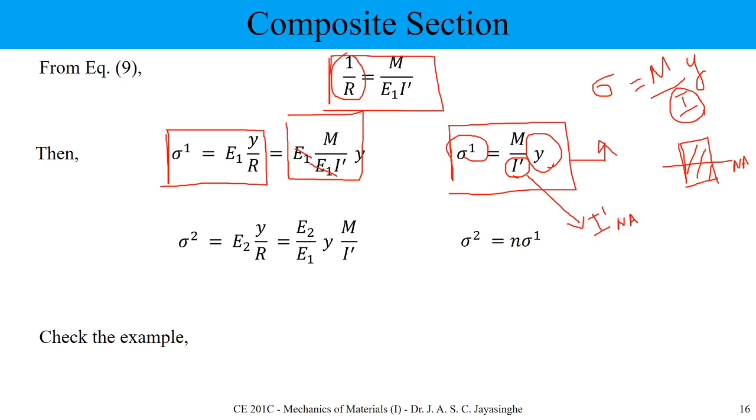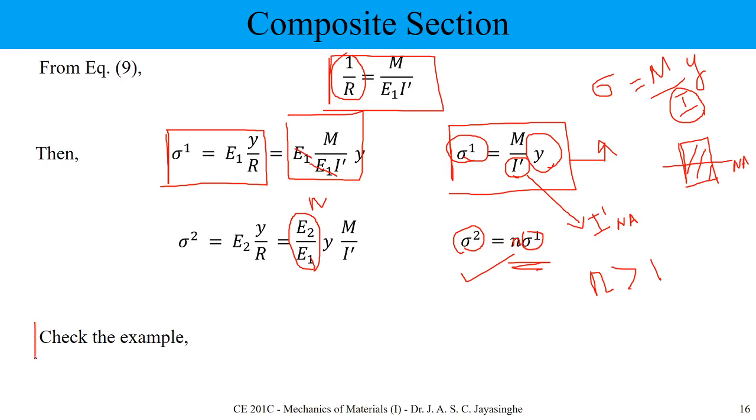This is for material 1. If you are working with material 2, n is the ratio coming here. So what you need to do is calculate sigma 1 at that point, and multiply by n, the factor. Of course, here the factor is greater than 1, which means you will end up with a value bigger than sigma 1. This is the way of calculation. You need to transform the whole section to one material, and after that you can do your simple calculation.